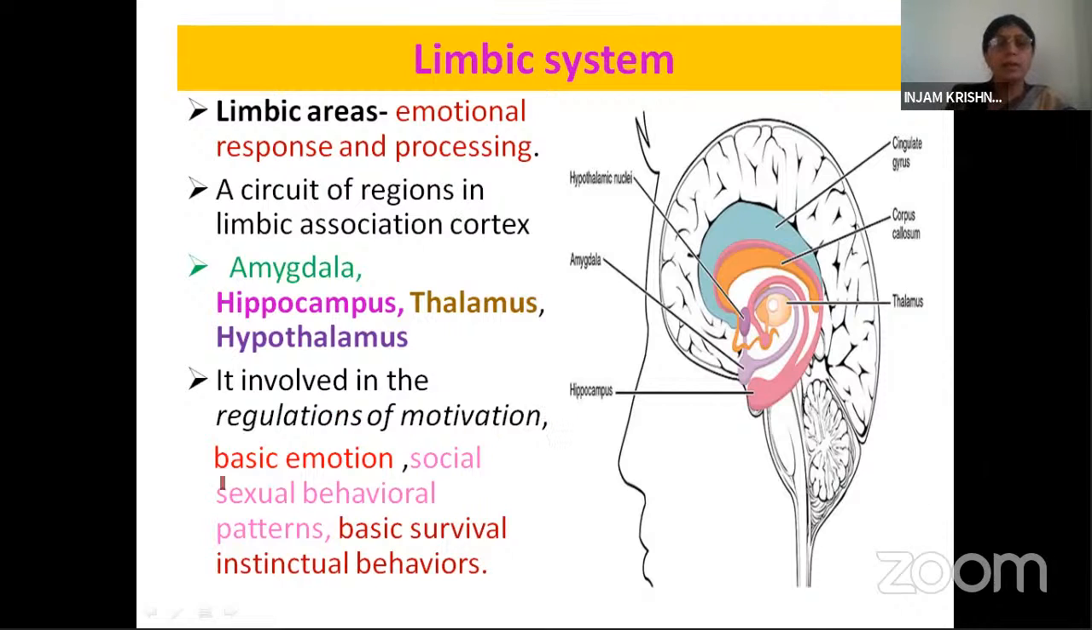Regulation of motivation, basic emotion, social and sexual behavioral patterns, and basic survival instinctual behaviors. Instinctual behaviors means all of the above mentioned. But what are instinctual behaviors? Instinctual means no need to learn them. By birth, we have such behaviors and emotions. For example, fish swim in the water, or a spider forms a web. Such behaviors are called instinctual behaviors. These are controlled by the limbic system.